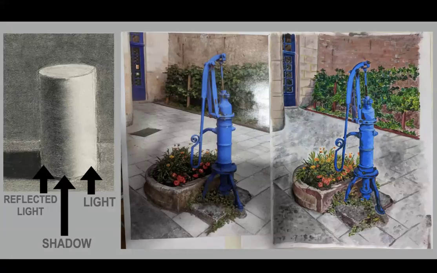Now this cylinder that I show here in charcoal on the left, that shows about half light and half shadow. And on Karin's, it's not. On Karin's, there's a little more light and a little less shadow. So, you just have to move the shadow over. But you can still show reflected light.